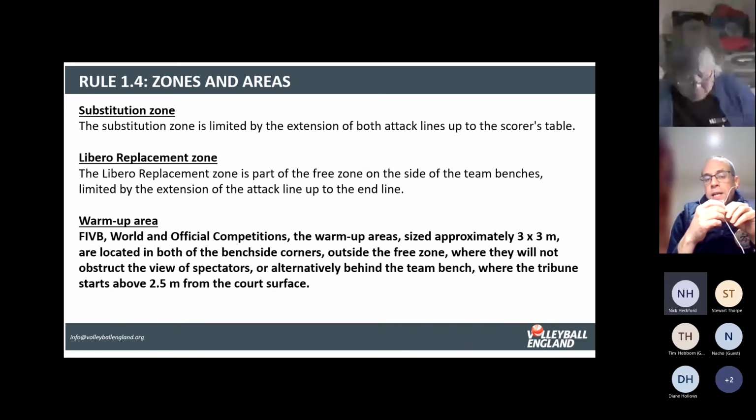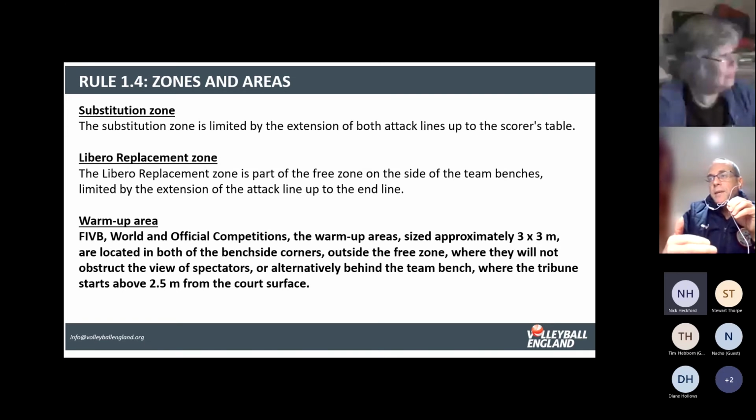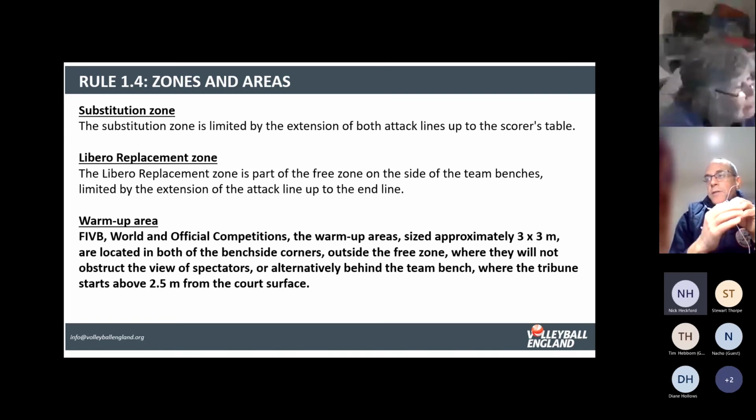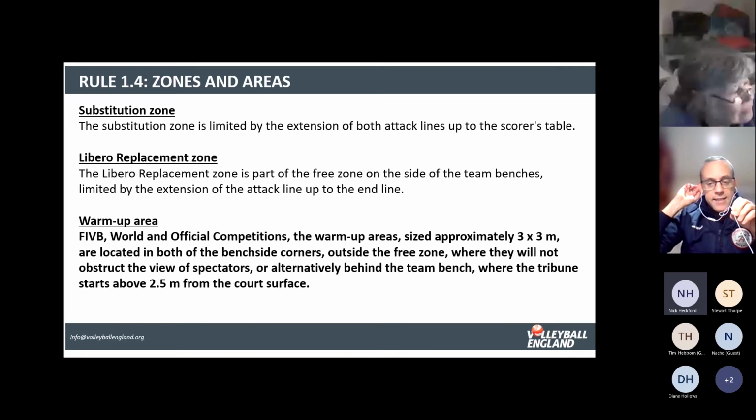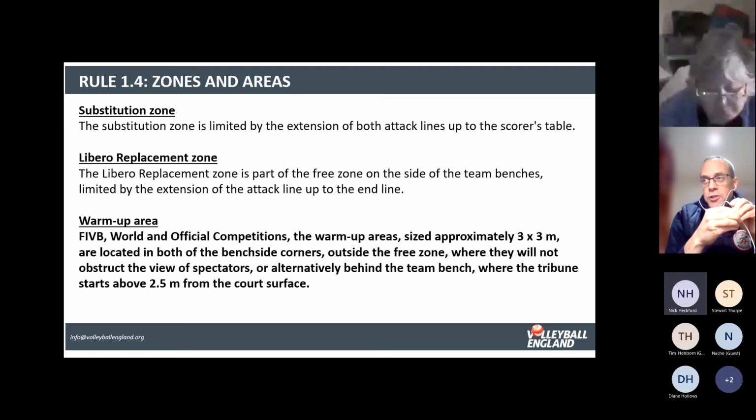We then have the Libero replacement zone, and that is found on the bench side of the court. It is part of the free zone in front of the team benches, and it's limited by the extension of the attack line right up to the end line. Okay, so it's anywhere along that sideline. And the Libero replacement should technically take place in this zone. It shouldn't take place on the court. It shouldn't take place over the end line. It shouldn't take place in the substitution zone. It takes place in a Libero replacement zone.